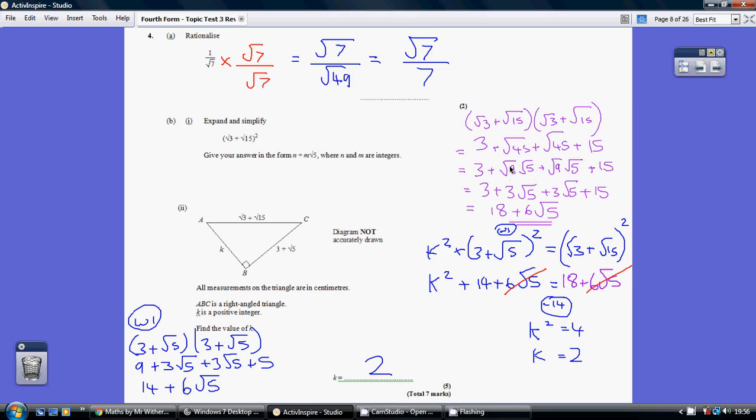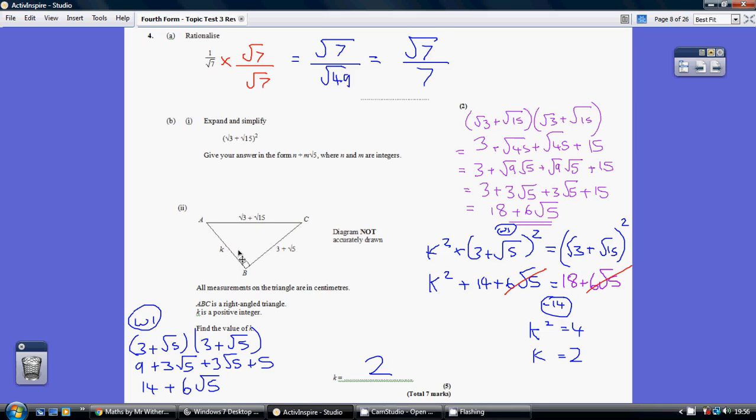Remember what we're trying to do? We're trying to find two numbers that multiply to make 45, one of which is a square number, in other words 9. So root 45 is root 9 times root 5, repeated here. So from here to here, well, the square root of 9 is 3, so this is 3 lots of root 5, as is this. So we've got 3 plus 3 root 5 plus 3 root 5 plus 15. Gather your normal numbers, gather the root 5s, we get 18 plus 6 root 5.